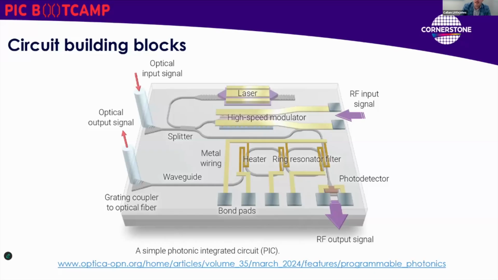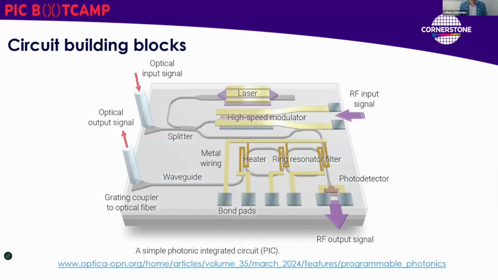The first being a light source, or in this case, a laser. That's where the optical signal is generated that then propagates throughout the circuit. If we then want to encode an electronic signal onto that optical signal, that's done using a device called a modulator.